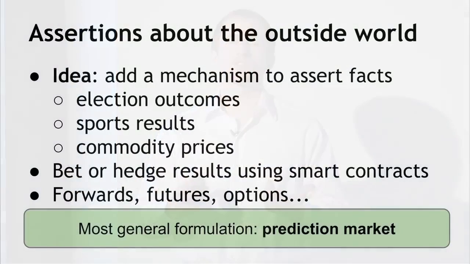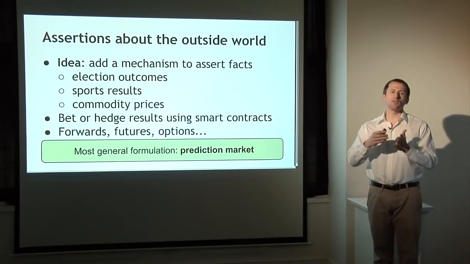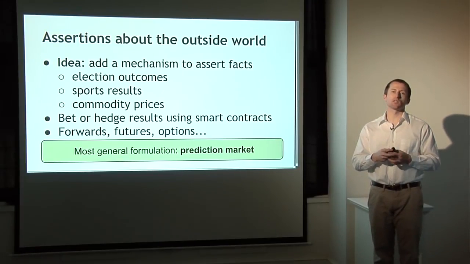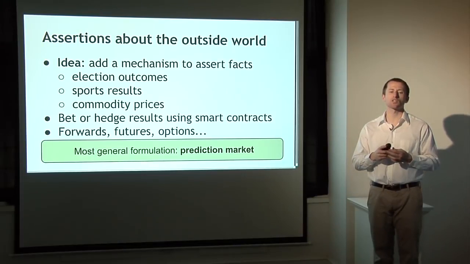So how can we make assertions about the outside world within Bitcoin? The idea is we'd like to add a mechanism to assert facts about the real world into Bitcoin. And those facts might be who won an election, who won a sports match, what the price of some commodity is on a certain day, any kind of real world data that is of importance to a lot of people. So if we had those kind of facts available in Bitcoin, say there was some script call that you could make that would just say what the current price of copper is on some common exchange, you could start doing all sorts of cool things with smart contracts.